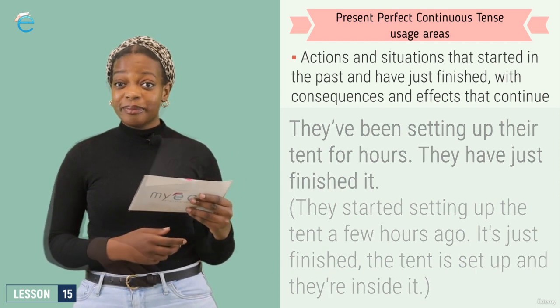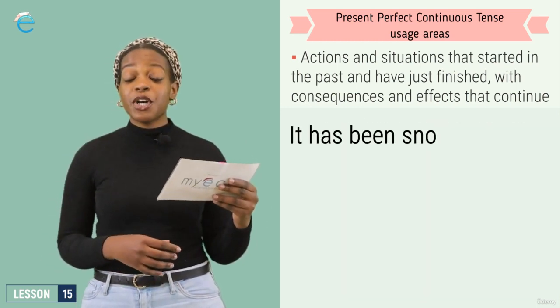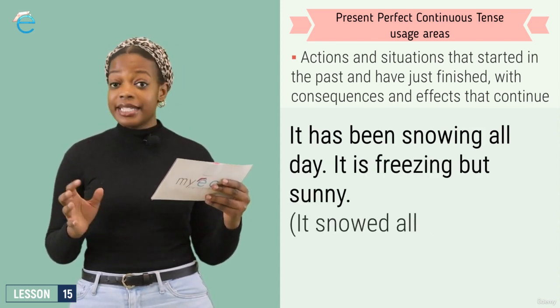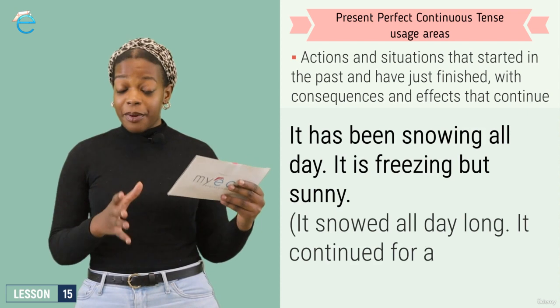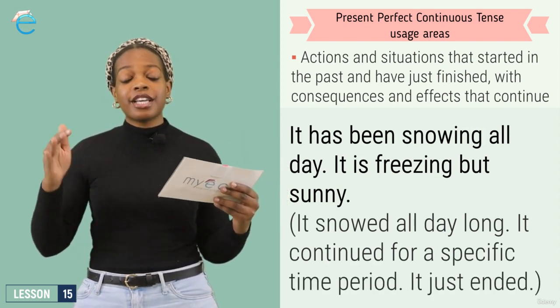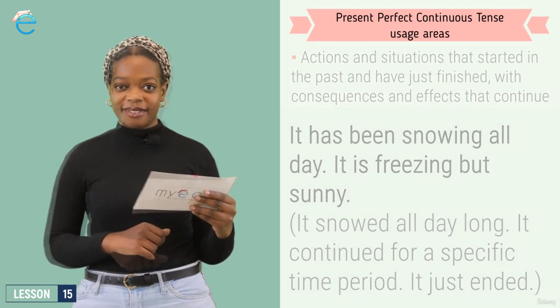Another example, it has been snowing all day. It is freezing but sunny. The period of time here is all day. It was snowing and it is newly finished.